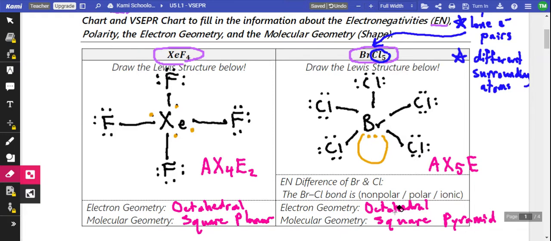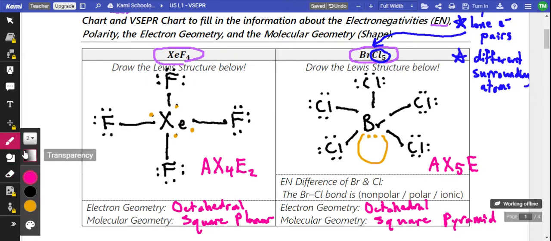You don't just need to know all these. The VSEPR chart will always be there for you if you need it. You don't need to memorize those. That's a lot of information. Don't waste your brain space on memorizing the VSEPR stuff.